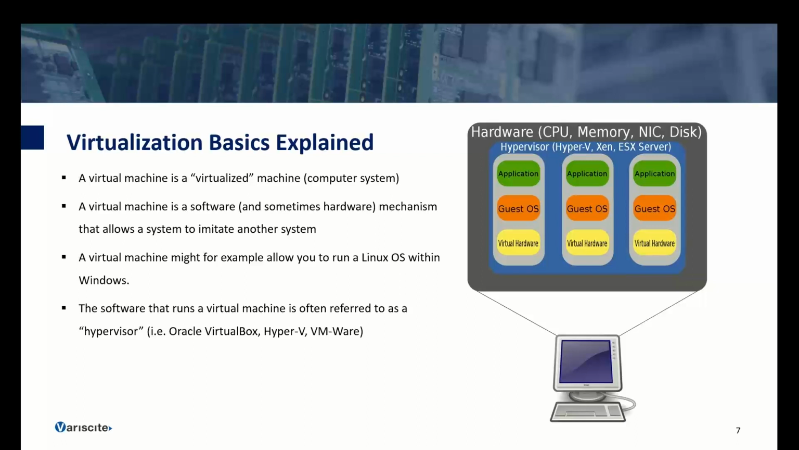So a virtual machine is a virtualized computer system, essentially. It usually is a software mechanism, and sometimes there's underlying hardware support that allows a system to essentially imitate another system. So a virtual machine might, for example, allow you to run a Linux operating system within Windows, like run Ubuntu on your Windows machine. The software that runs a virtual machine is often referred to as a hypervisor. For example, you've probably heard of Oracle VirtualBox or Hyper-V or VMware, and there's different types of hypervisors, but we're not going to get to that level of detail here for the Docker presentation.